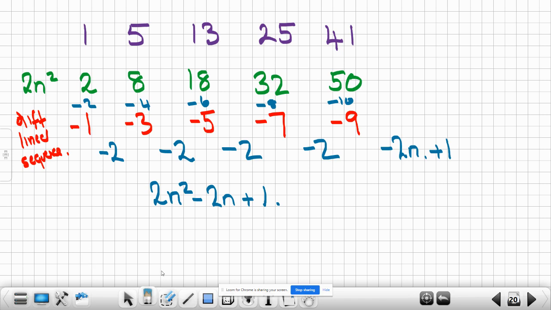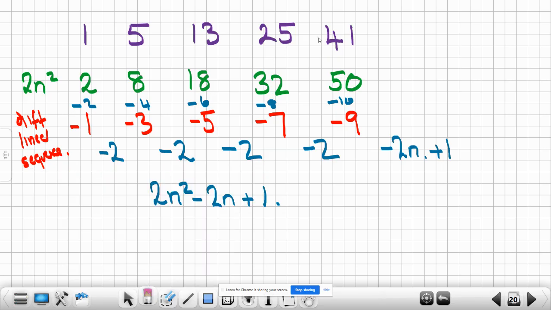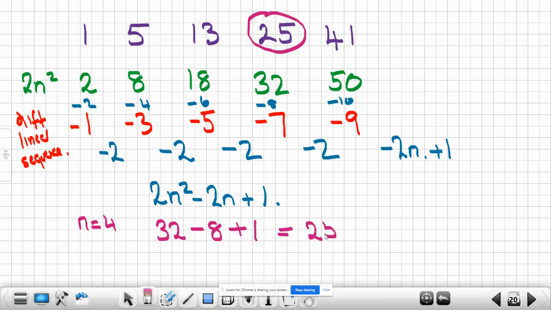And what we could do, if we want to be sure, we could put one in just to make absolutely sure it's right. So let's look for the 4th term, which should be 25. When n equals 4, 4 squared is 16, times 2 is 32. When n is 4, minus 2n is going to be 4 times 2, minus 8. And then we've got plus 1.